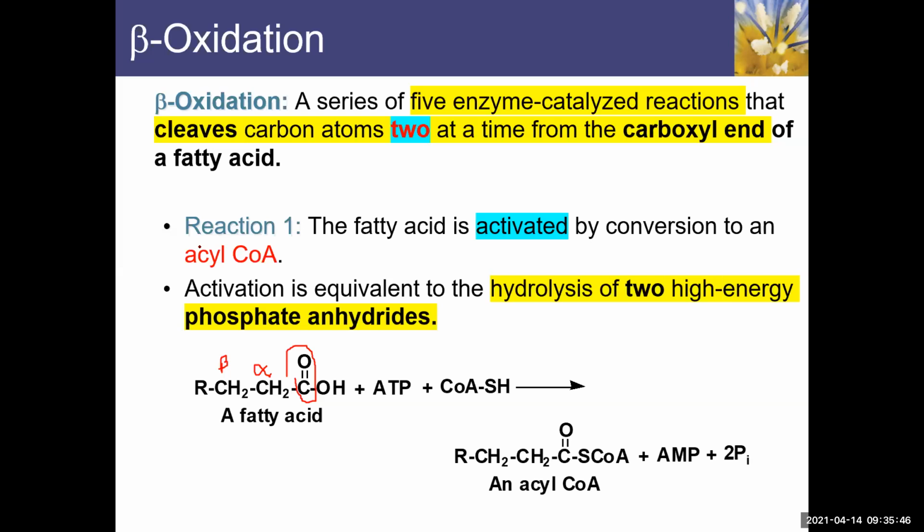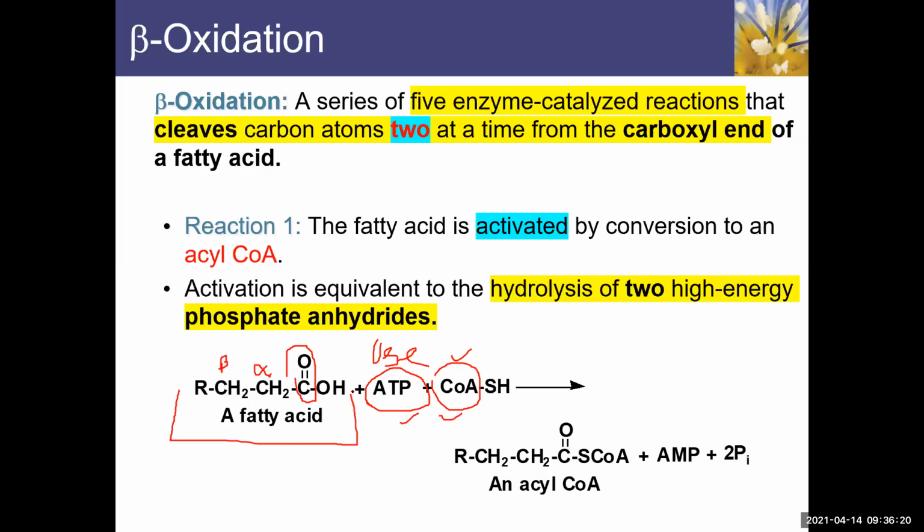So what happens is that the first step is the activation step. In the activation step, we simply activate the fatty acid, and this is again an energy consumption step. We use ATP over here. We don't produce any ATP over here. We use ATP, and we also use coenzyme A. So these are the things we are going to use to activate this fatty acid.